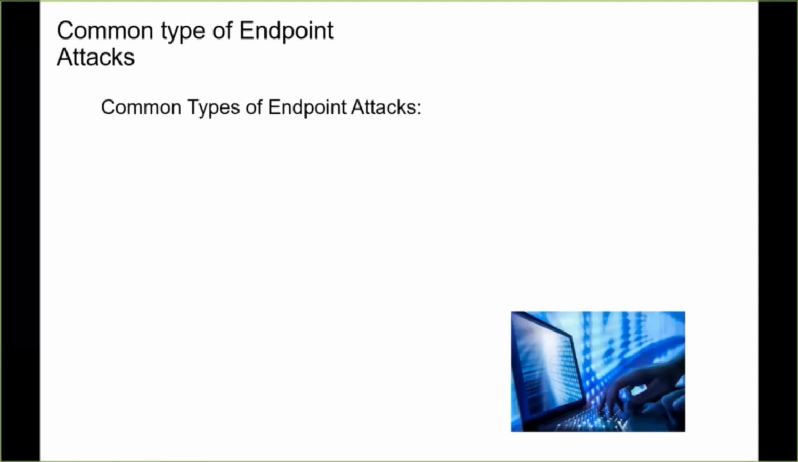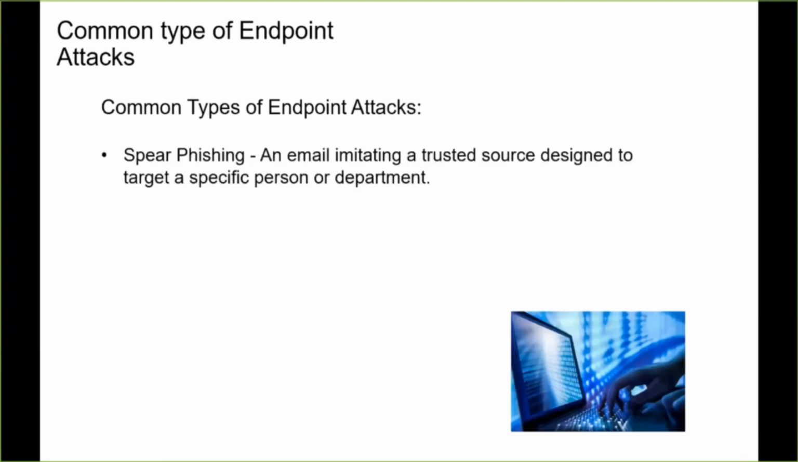Let's talk a little bit about the common types of endpoint attacks, and this is just a very small list. There are lots of endpoint attacks, but phishing or spear phishing is an email which imitates a trusted source designed to target a specific person. That's spear phishing. So think of a spear as a very sharp point, and that sharp point refers to the specific person that you're trying to attack. I've also heard the term whale hunting, where a person will try to attack a very specific person in an organization, like a C-level executive, and that's what we refer to when we talk about whale hunting.